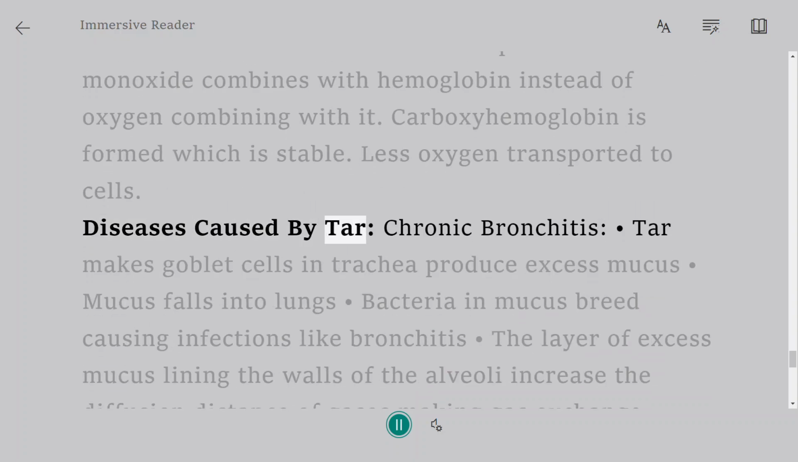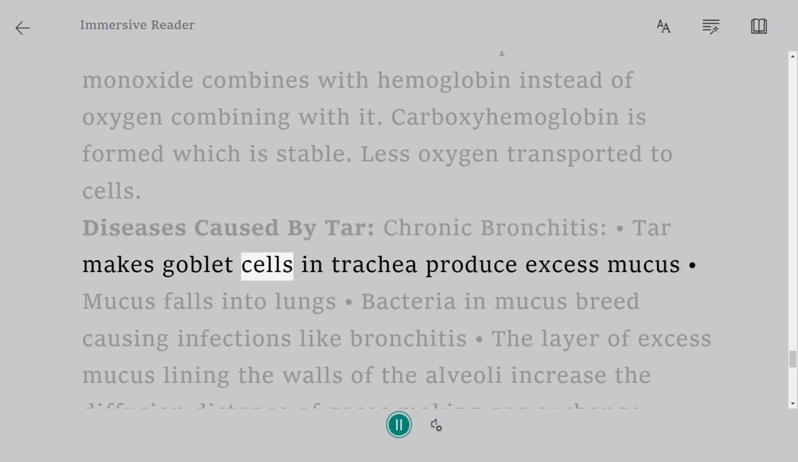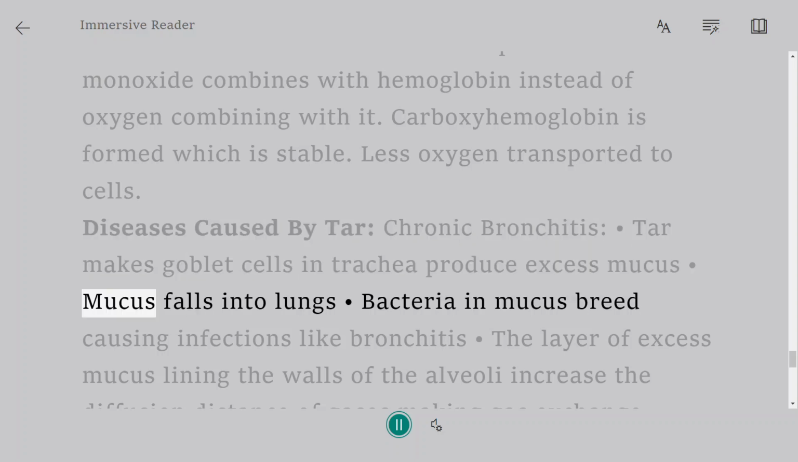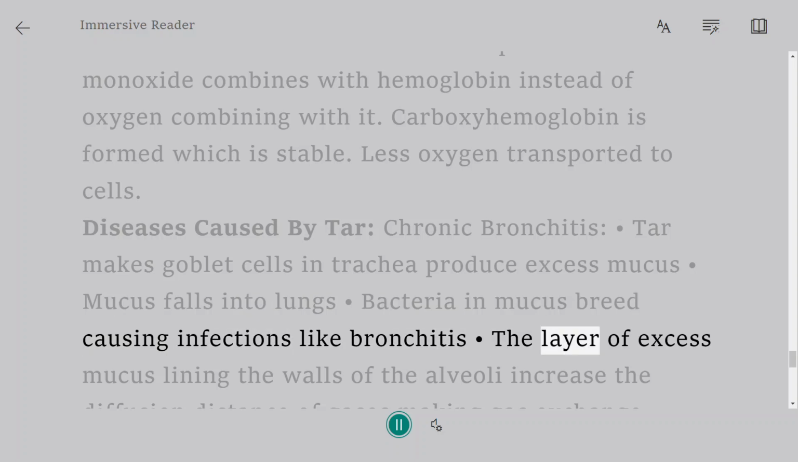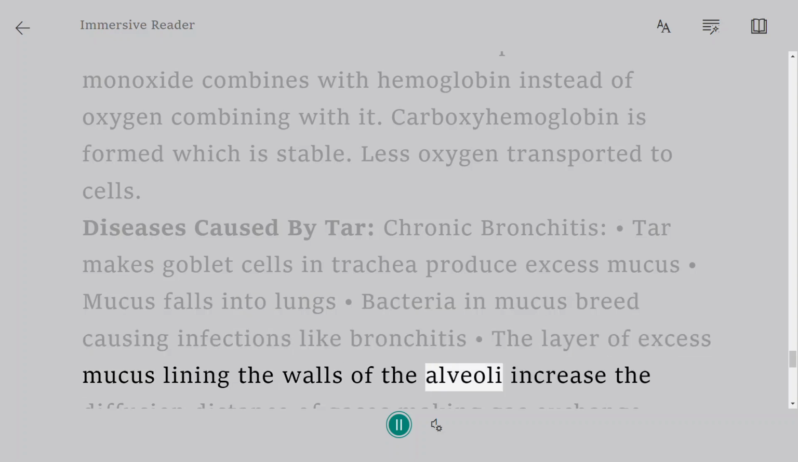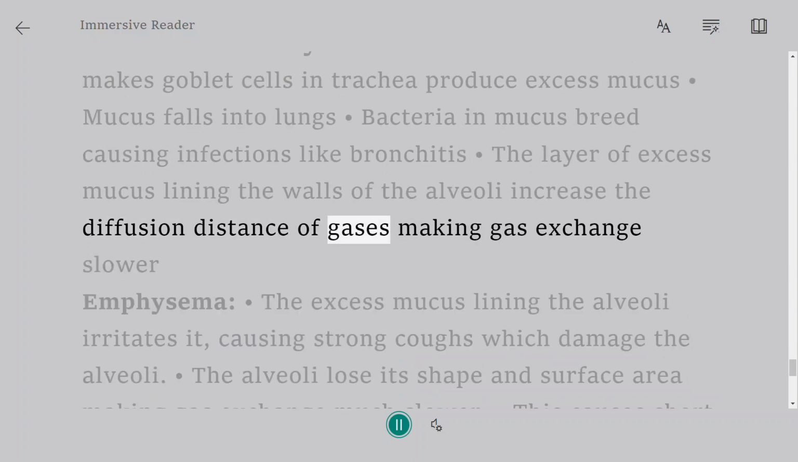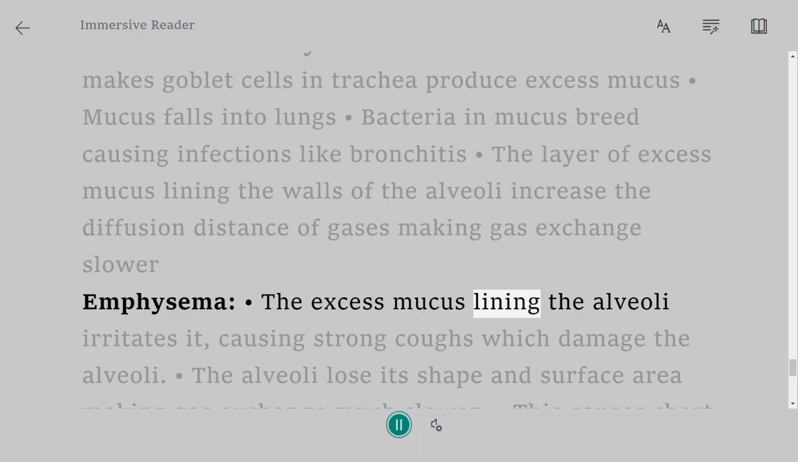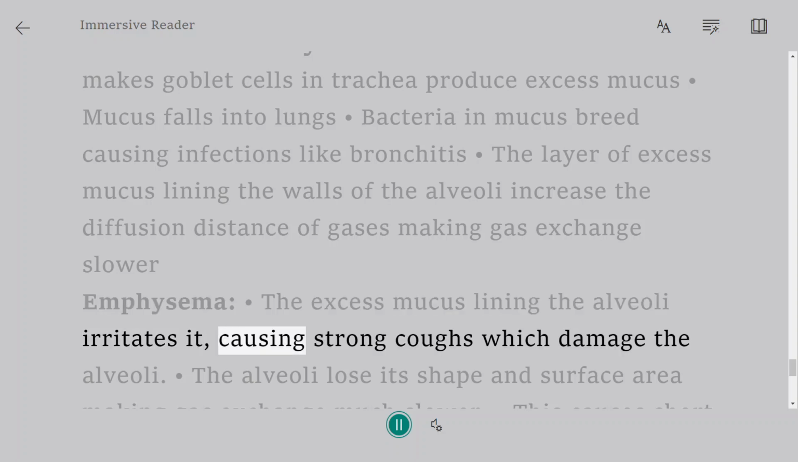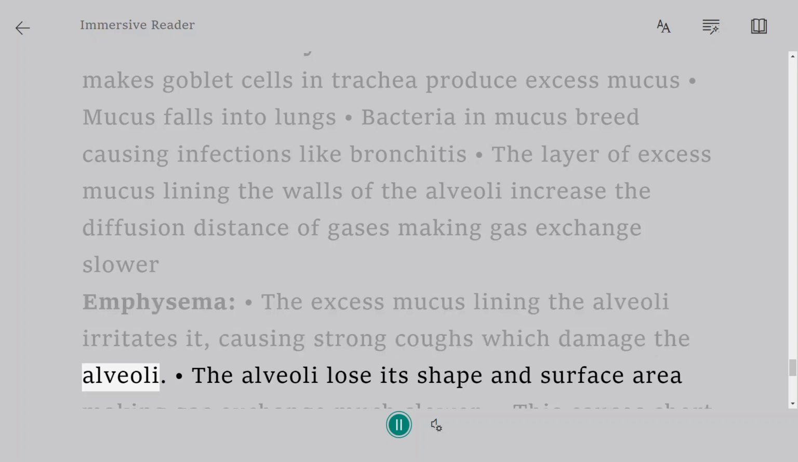Diseases caused by tar: chronic bronchitis. Tar makes goblet cells in the trachea produce excess mucus. Mucus falls into the lungs. Bacteria in the mucus breed, causing infections like bronchitis. The layer of excess mucus lining the walls of the alveoli increases the diffusion distance of gases, making gas exchange slower. Emphysema: the excess mucus lining the alveoli irritates them, causing strong coughs which damage the alveoli.